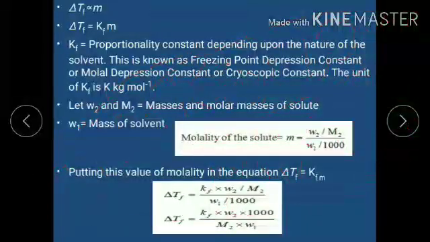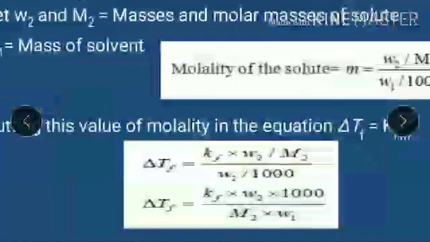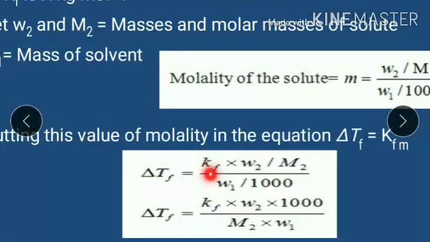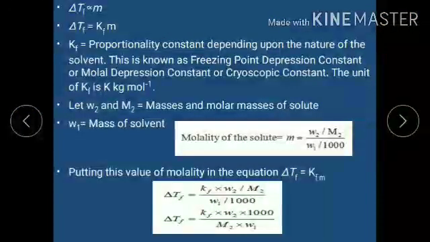Now look at the formula. Delta Tf is equal to the freezing point constant Kf times W2, the mass of solute, divided by M2, the molecular mass of solute, times the mass of solvent in gram divided by 1000. This is the formula. Now move to the next slide. This is the most important formula you have to learn. By this formula you will get a question in your board exams.